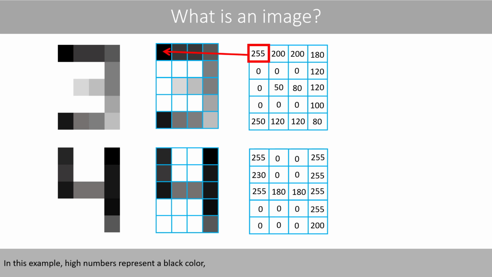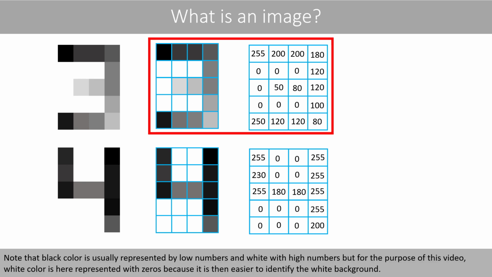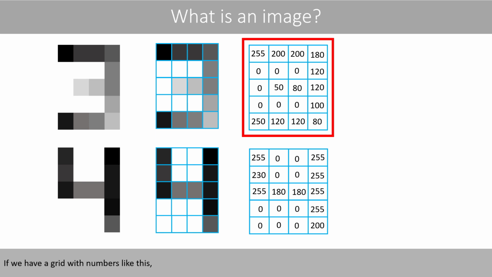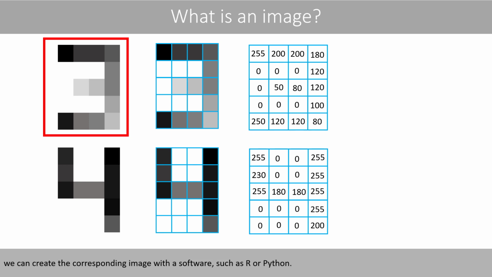In this example, high numbers represent a black color, whereas low numbers represent a gray color, and the white background is represented by zeros. Note that black color is usually represented by low numbers and white with high numbers, but for the purpose of this video, white color is here represented with zeros, because it is then easier to identify the white background. If we have a grid with numbers like this, we can create the corresponding image with software, such as R or Python.